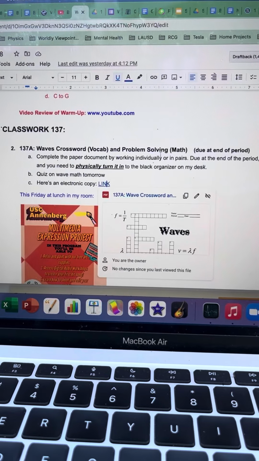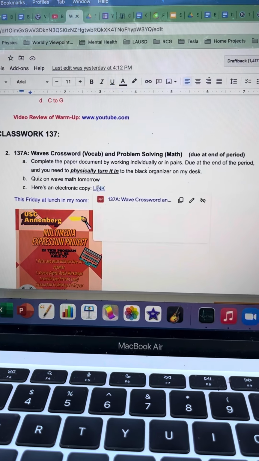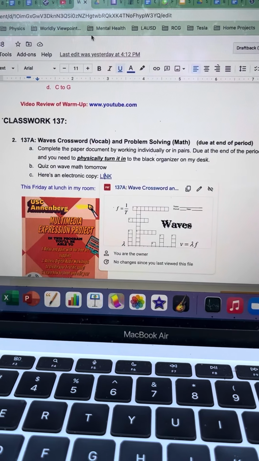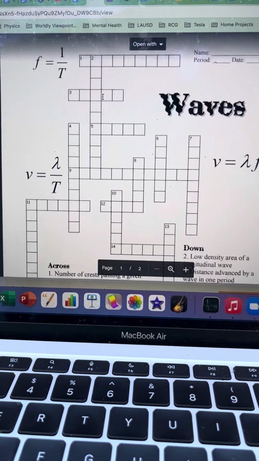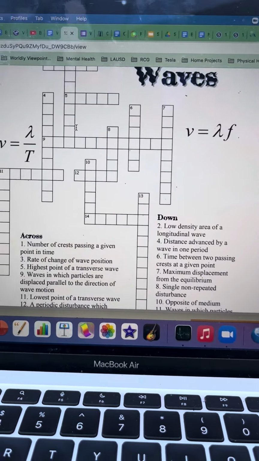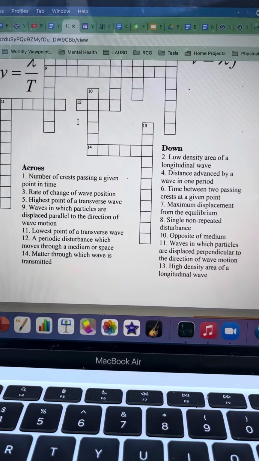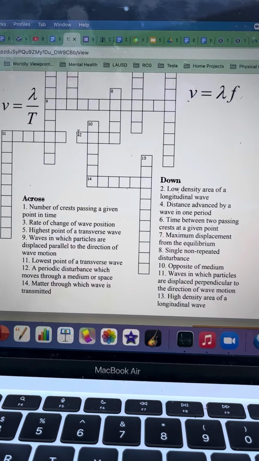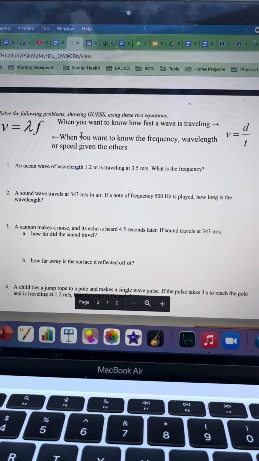All right. For today, you'll be working on this. You have a physical copy. That's right, a physical copy, actual paper in your room or in the classroom on my desk. And so what you'll see is a crossword. This should take you probably about 10 to 15 minutes tops. And then some more math practice.